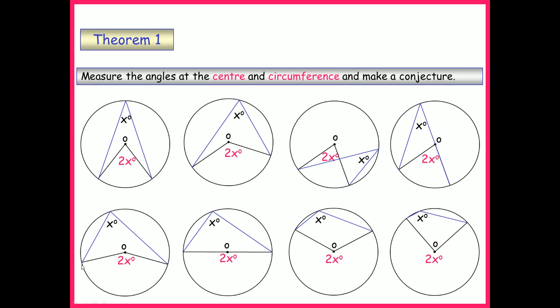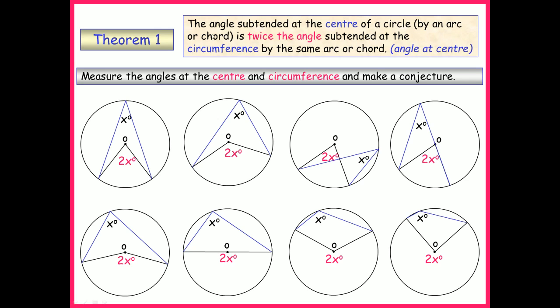So we have in a major sector, this angle here is twice the one at the circumference. So this one in here, even though it's bigger in these cases, see where it's over 180 degrees, it's still twice the one that's there. Okay.